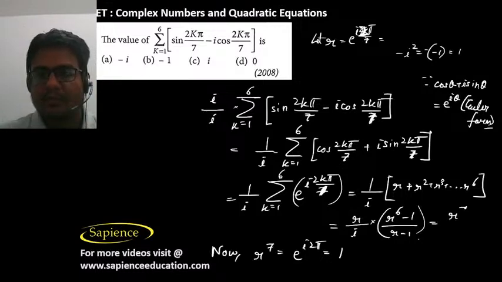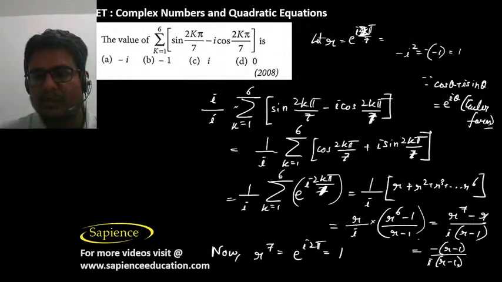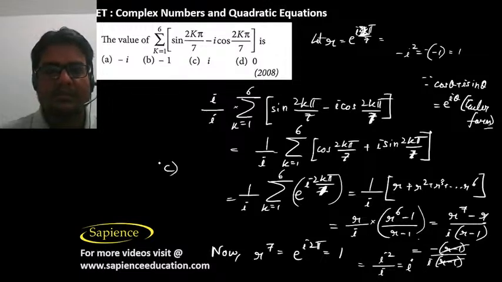So this will be (r power 7 minus r) by i into (r minus 1). This will be 1, so 1 minus r, so we can write minus of (r minus 1) by i into (r minus 1). So r minus 1 will cancel. So this is minus 1 by i, which is i square by i, which is equal to i. So i is the answer. So option C is the correct answer, which is i.